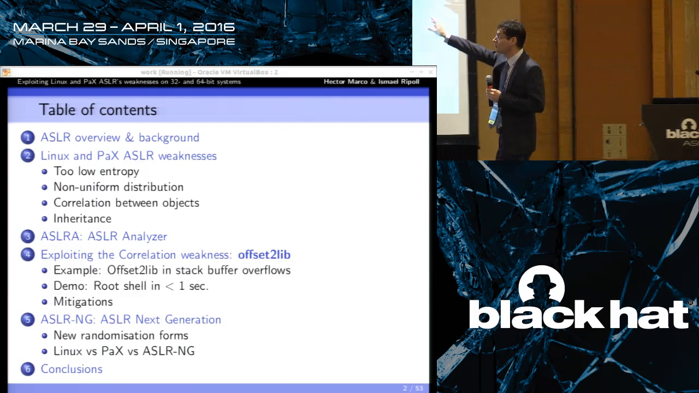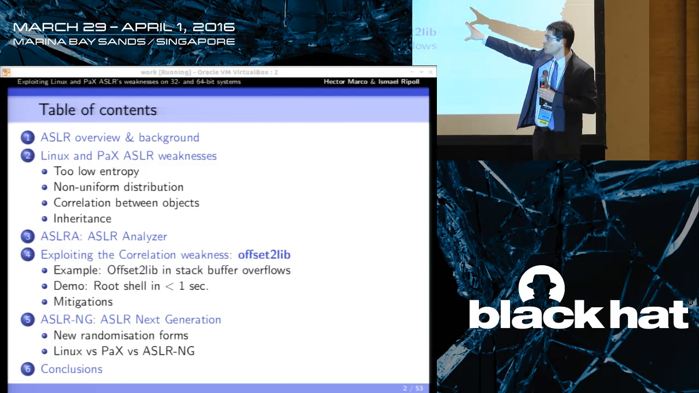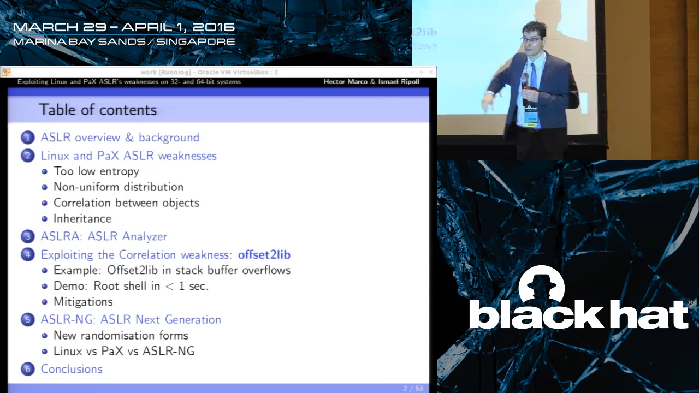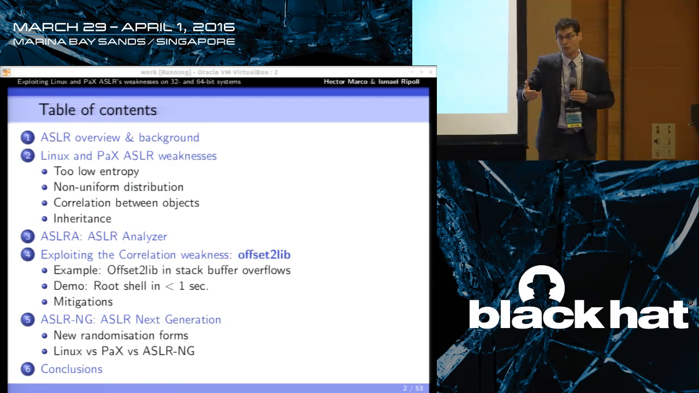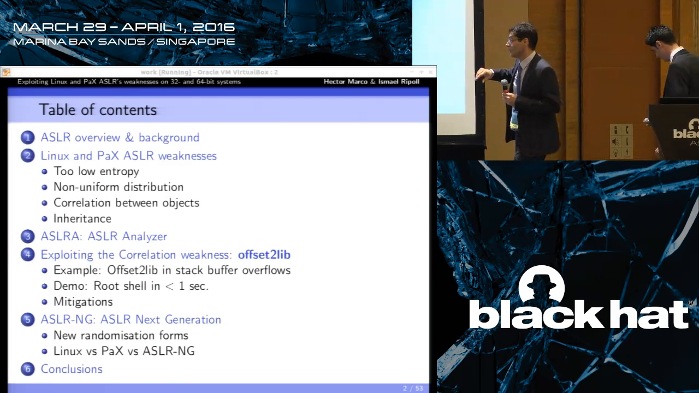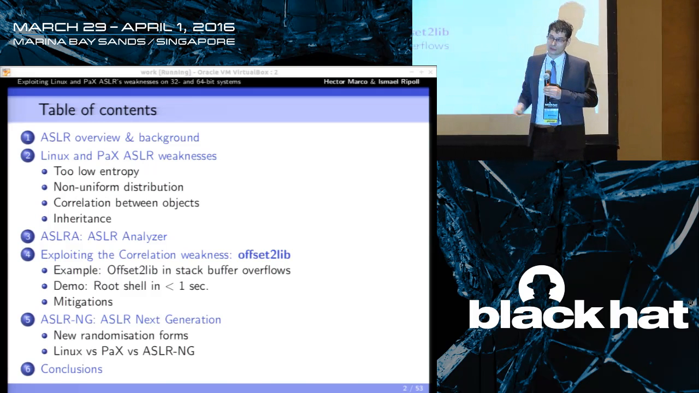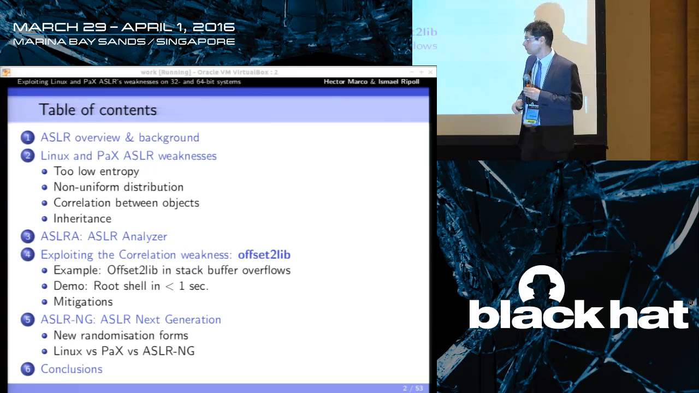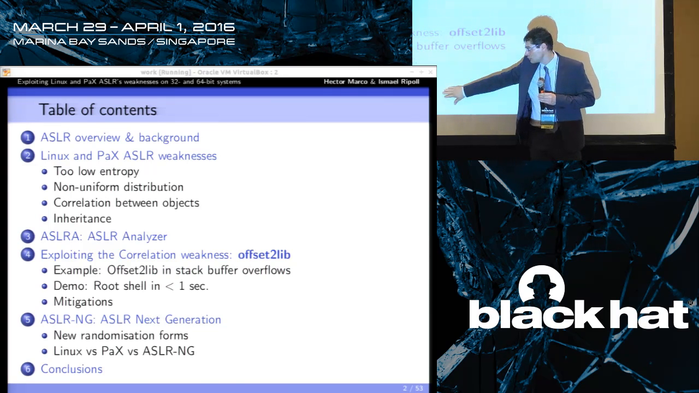I will give you a brief, quick overview of what ASLR is. I will show you the weaknesses, also a tool that we have developed in order to find the weaknesses and to develop a new version. Then a brief explanation of how one of the weaknesses, the correlative weakness, can be exploited. And this has been presented by my colleague, Hector Marco.